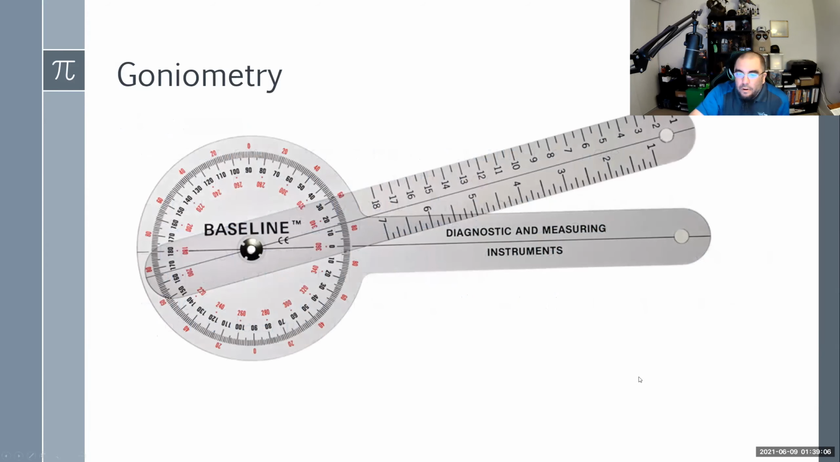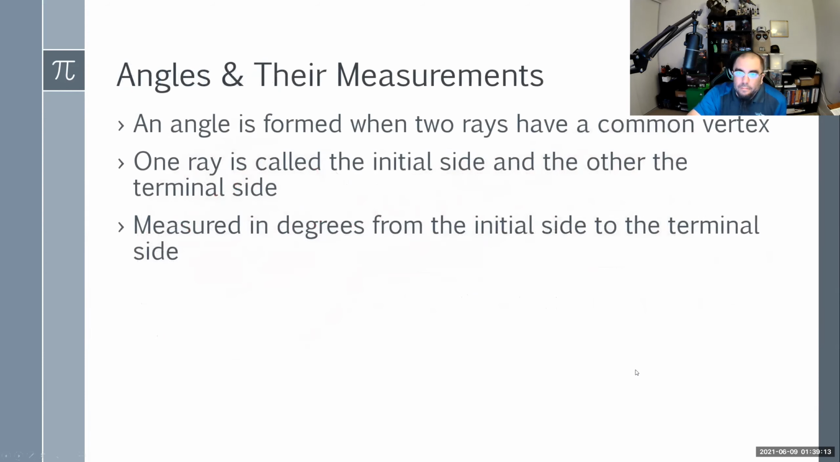So there's a kind of standard goniometer. That's a baseline. I don't know what brand this is. This is a Salmons and Preston. I mean, there's all kinds of brands out there.